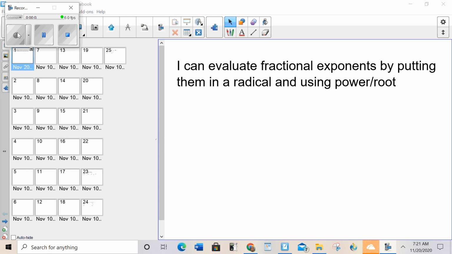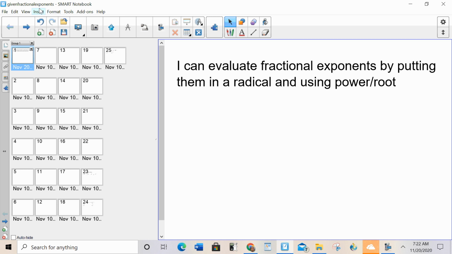Hello everybody. Today I can evaluate fractional exponents by putting them in a radical and using the power over the root. This is an intermediary lesson. In order to do this lesson, you need to know how to do exponent rules and negative exponents. And you're going to need this lesson in order to do given radicals, which comes next. Everything right now is building on top of each other.